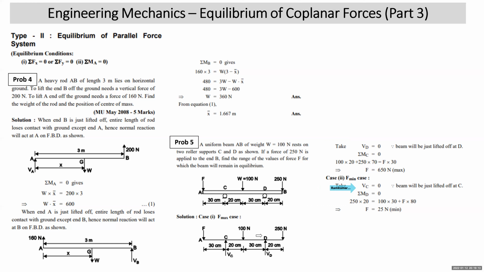So this time you take moment about D. When you take moment about D, 250 into 20 is clockwise, 100 into 30 is anti-clockwise, F into 80 is also anti-clockwise. This gets the value of F. All right. So in short, we have understood that for the given beam, which is resting on the two rollers, F will be maximum when the beam just lifts off at D, so that VD is 0. And F will be minimum when F is so small that the beam gets lifted off at roller C, so that VC will be 0. So this is the conceptual part of this sum.